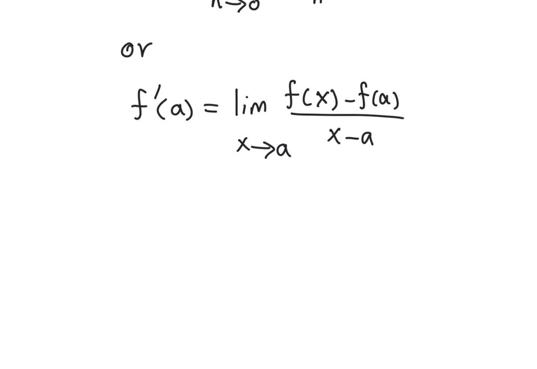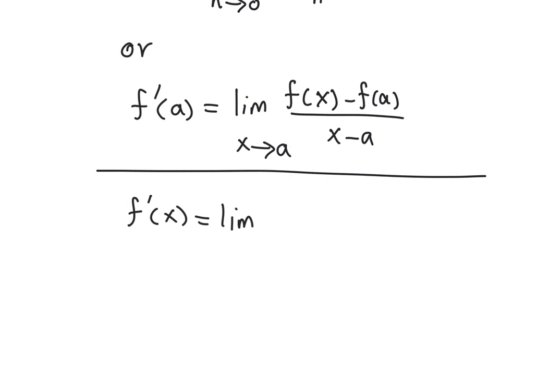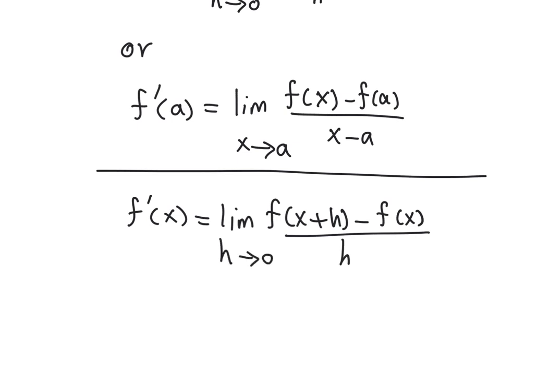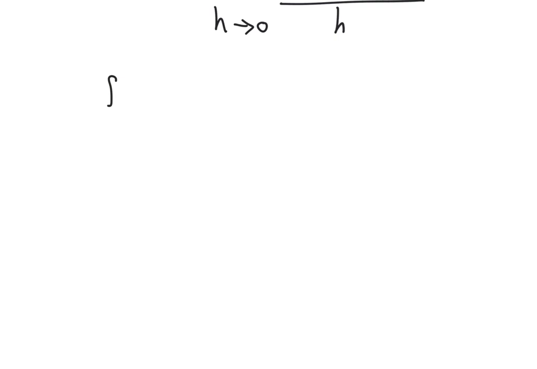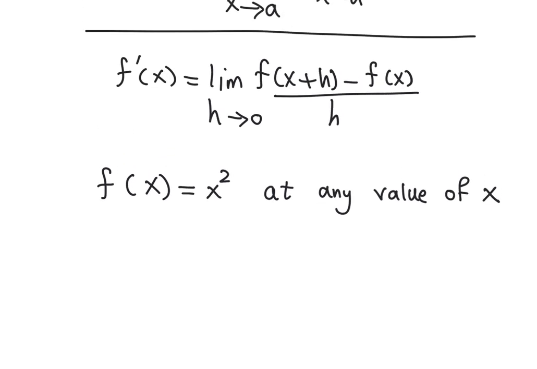But if I ask you to find the derivative of a function at any x, then f prime equals the limit of f of x plus h minus f of x over h as h goes to 0. Let's see the first example. If I ask you to find the derivative of f of x equals x squared at any value of x, we use this formula.